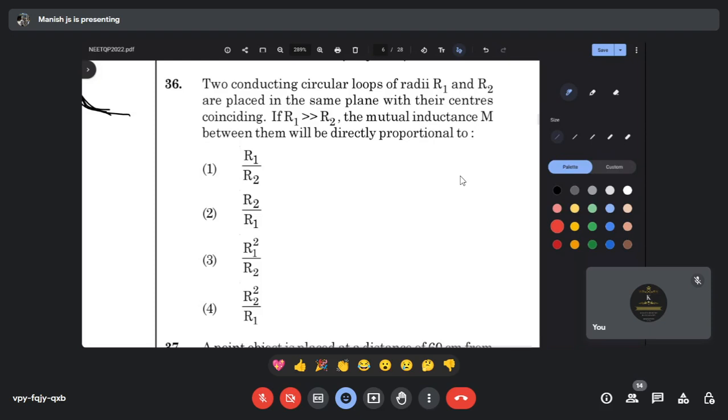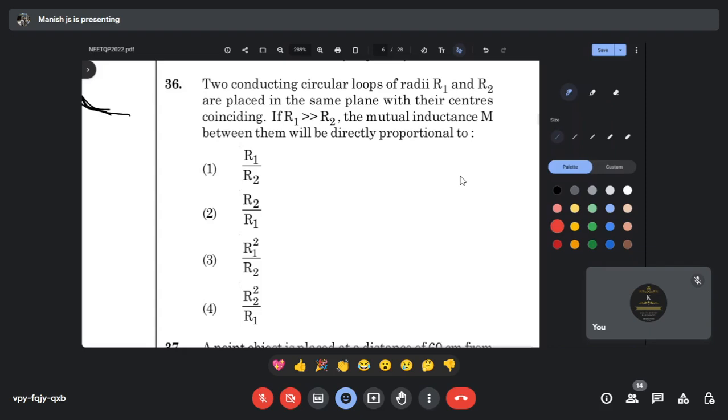So what is the mutual inductance when you have two circular loops of radii R1 and R2 placed in the same plane? You place both of them in the axial line. In that case, what is going to be the mutual inductance between them? Given the condition R1 is much greater than R2. So under this condition, we are finding out what is the mutual inductance. So what would be the answer?